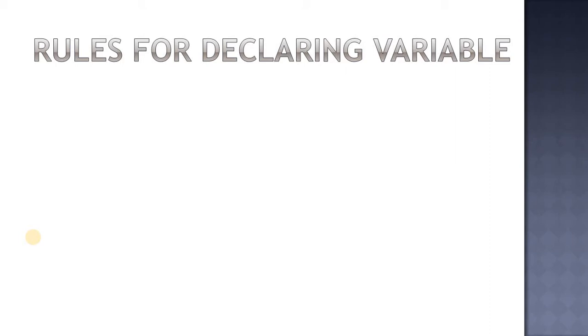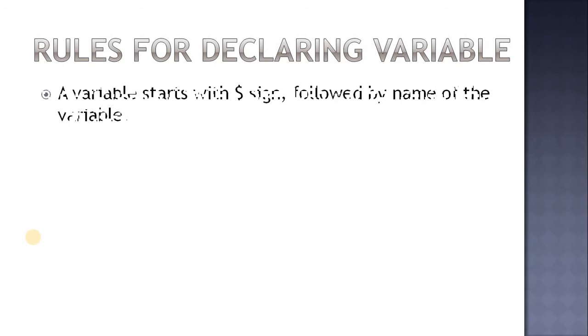Rules for declaring a variable. All the programming languages have their different rules. The rules are more or less the same in all of the languages. So let's see what the rules are in PHP. The first rule says that a variable starts with a $ sign followed by the name of the variable. So whenever you are writing variables in PHP, it must start with a $ sign.